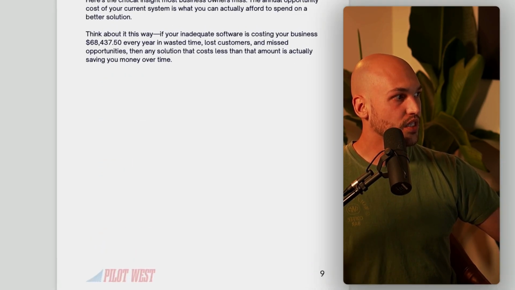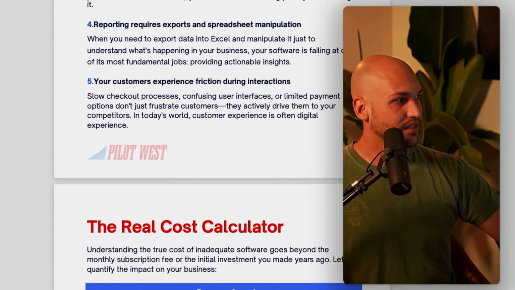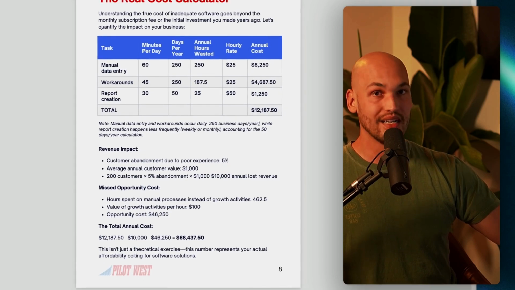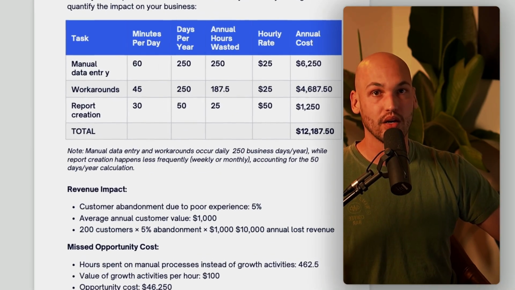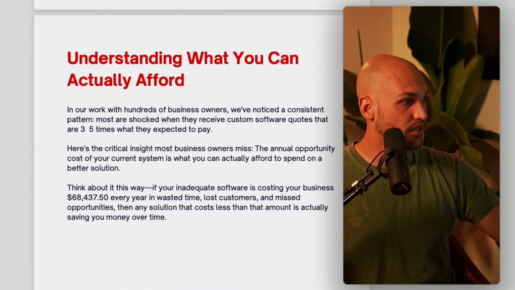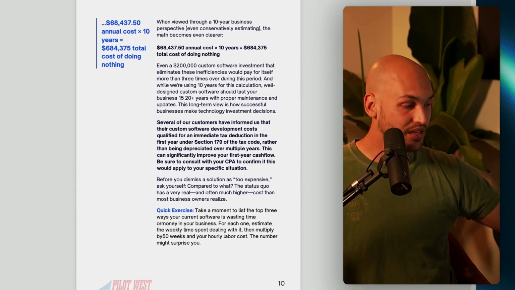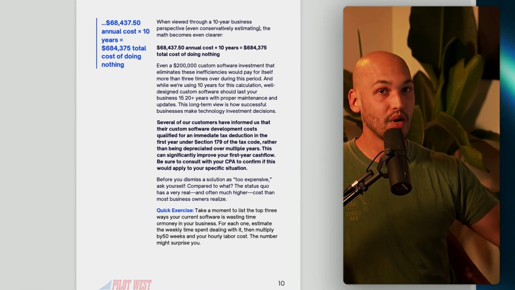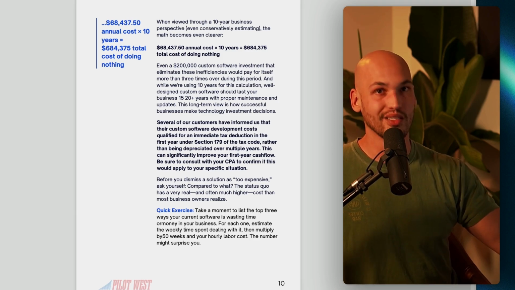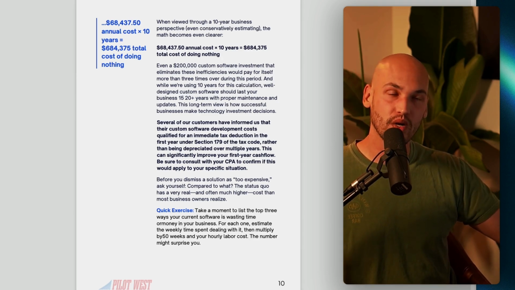So again, we talked about how we look at what you can afford by breaking down what the opportunity cost is of what your current software is costing you, and then annualizing that over the length of the software's life, for you to understand not only what your opportunity cost is, but what you can afford, and ultimately what your break-even point is.